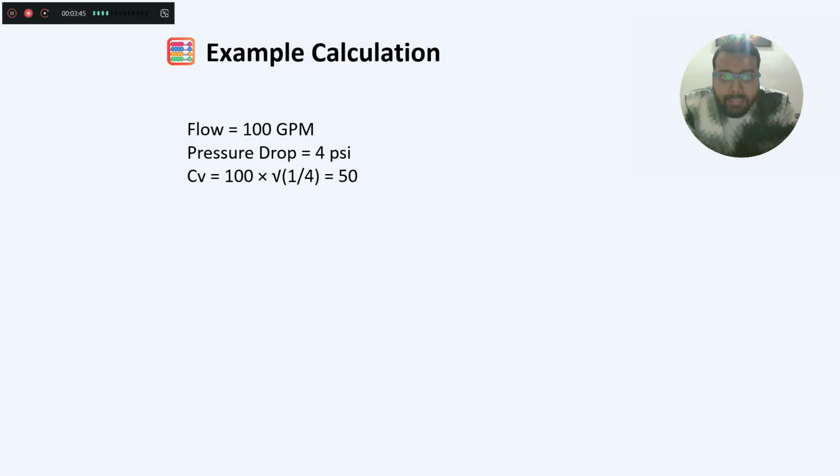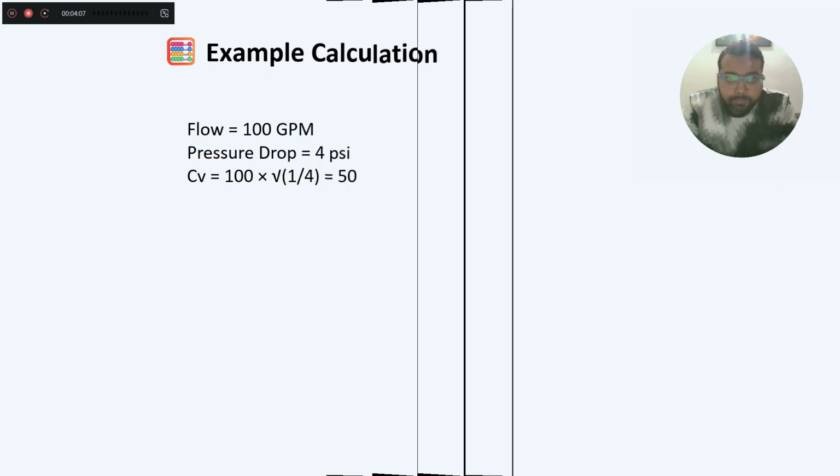Now move to another aspect. Let's take one example. Suppose you know the maximum flow of a particular line. So 100 GPM flow is running on that line and the pressure drop is 4 psi. You put these values in the formula that I have shown, and you will get a CV of 50. That means the control valve has a CV of 50.